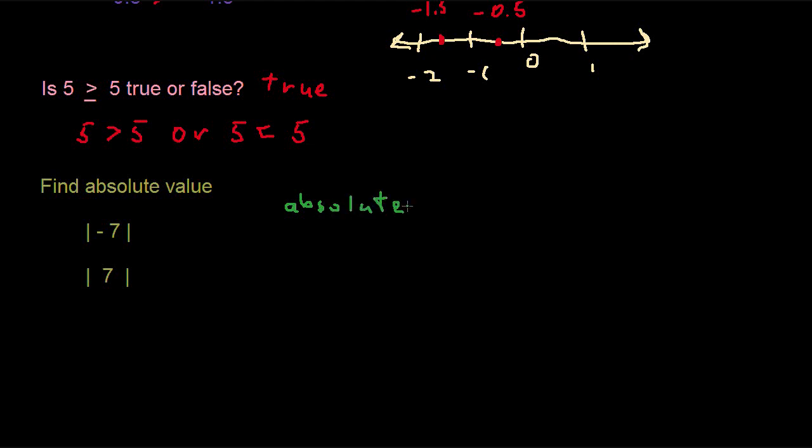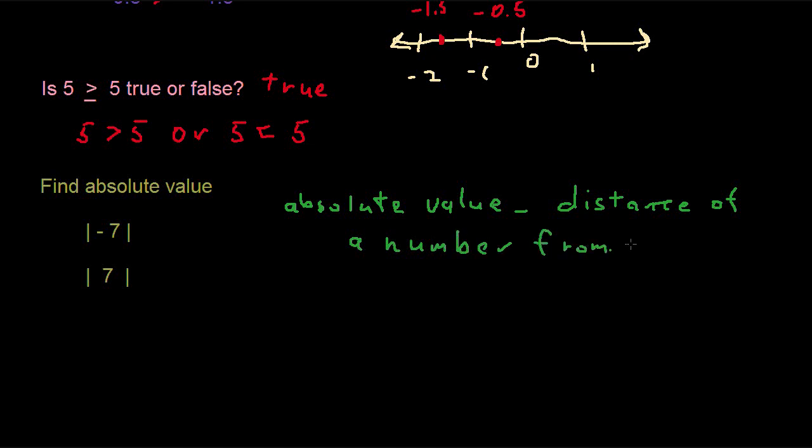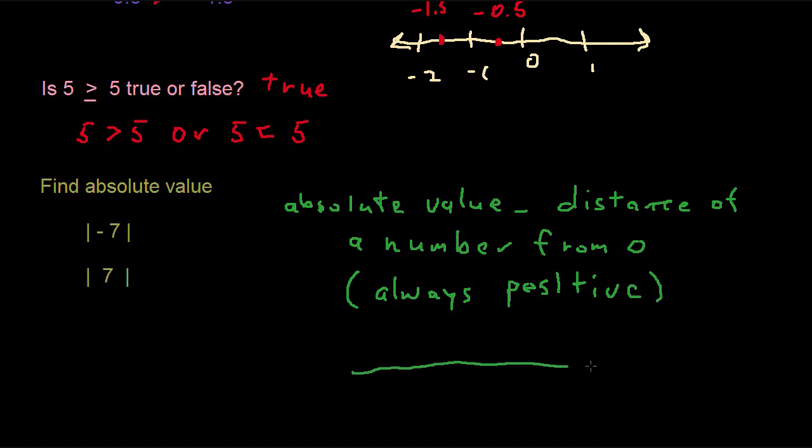Now, for finding the absolute value, we need to define what absolute value is. Absolute value is nothing more than the distance from 0 to the number on the number line. So it's the distance of a number from 0. And distances are positive, so this will always be a positive number. Well, the more I think about this, it's not always positive. It could be 0 because the absolute value of 0 is 0. So I might have to make a change there.